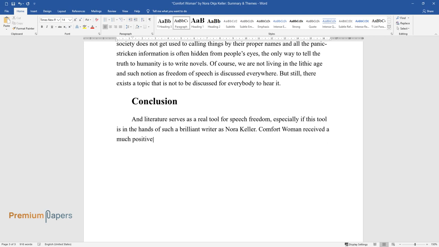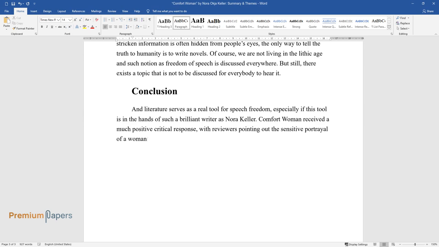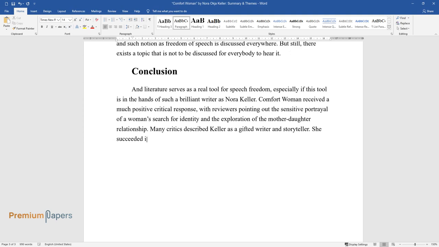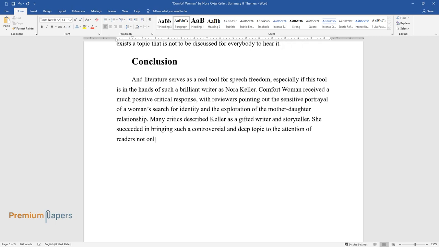Comfort Woman received a much positive critical response, with reviewers pointing out the sensitive portrayal of a woman's search for identity and the exploration of the mother-daughter relationship. Many critics described Keller as a gifted writer and storyteller. She succeeded in bringing such a controversial and deep topic to the attention of readers not only in the US or Korea, but all over the world.